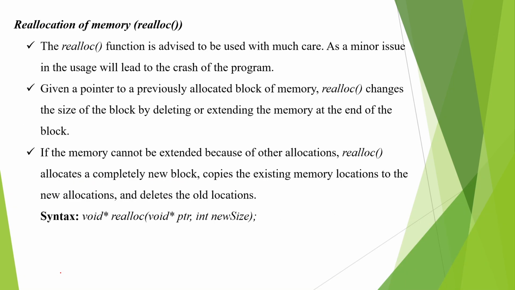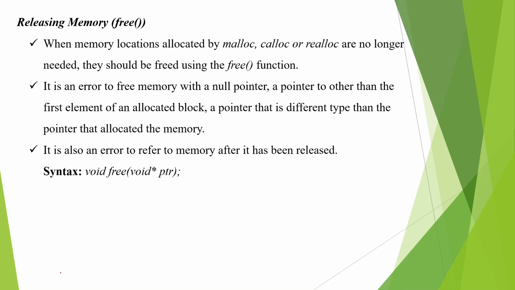So quickly we go to the free function and we will discuss that first. See here, releasing memory. Why do we use free? For releasing purposes, when memory locations are allocated by malloc, calloc or realloc. So far we discussed malloc only. We need to discuss calloc and realloc also. When these memory locations are no more required, we should free them using the free function.